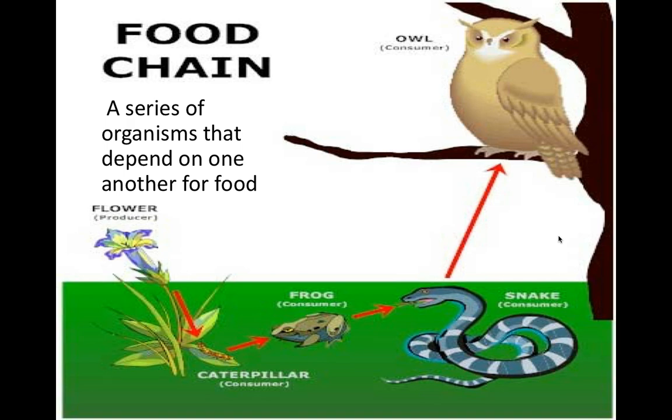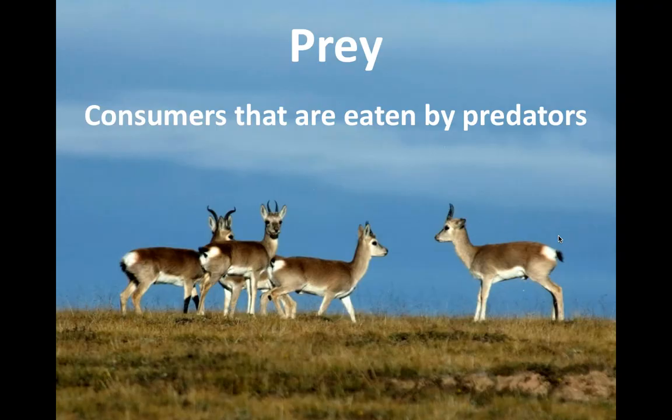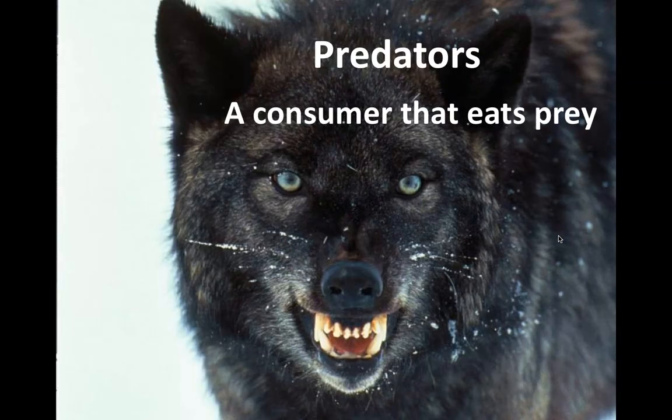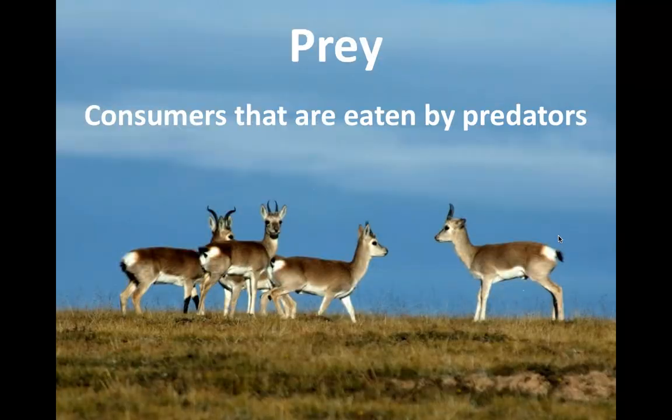The flower produces food for the caterpillar. The caterpillar becomes a meal for the frog. The frog is a meal for a snake, and the snake is a meal for an owl. Prey, these are the animals or consumers that are eaten by predators. A predator is a consumer that eats the prey.